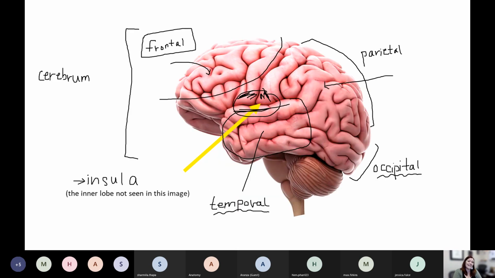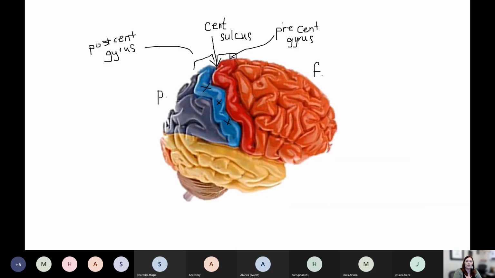I'll mention that when we go back to this picture, you can actually also see the central sulcus right here. See how we can see this dividing line, which makes this one the precentral gyrus and this one the postcentral gyrus. So when we have a line that goes all the way across from one part of the cerebrum all the way over to the other, that's the central sulcus, and we have the precentral and postcentral gyri on either side.